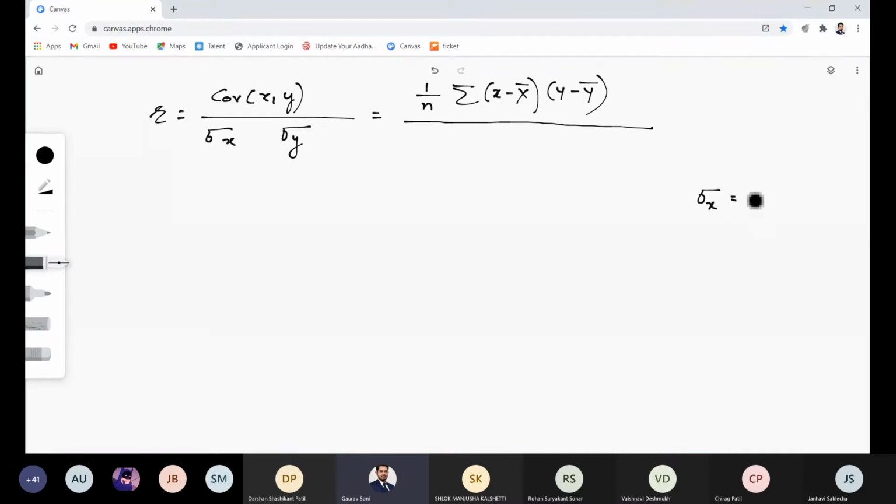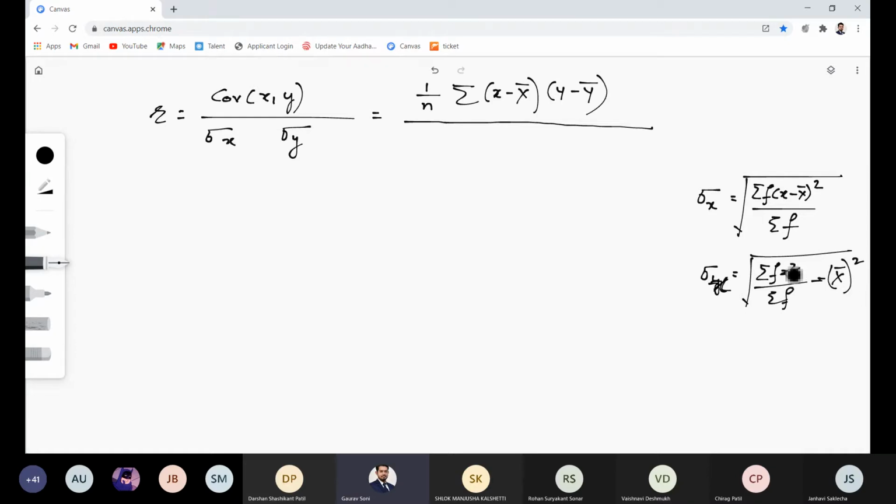For sigma x, previously we have seen two formulas. One is under root summation f times (x minus x bar) square upon summation f, and the other one was under root summation f into x square upon summation f minus x bar square. What I said, if you put f equal to 1, you will get the sigma x formula in this case. So if I put f equal to 1 here, what will I have?